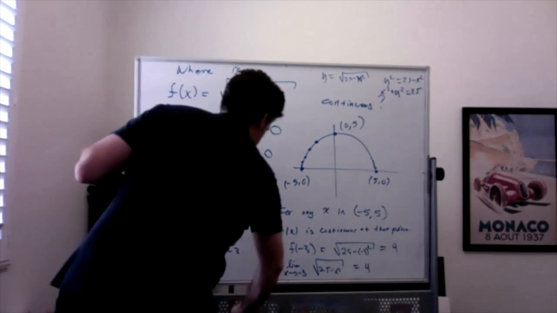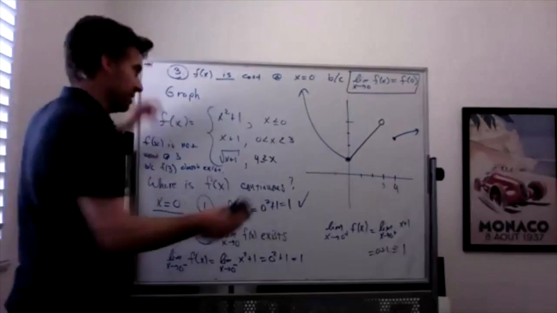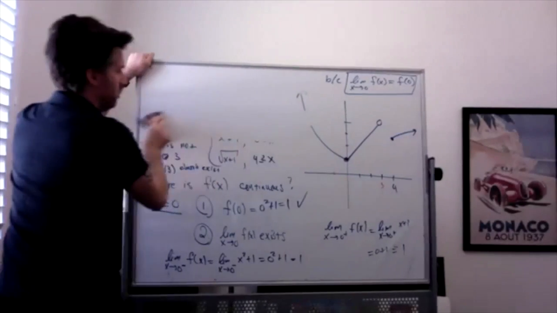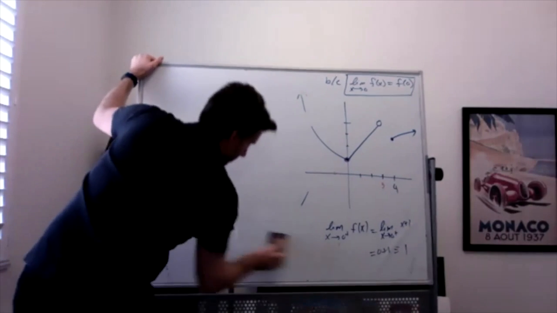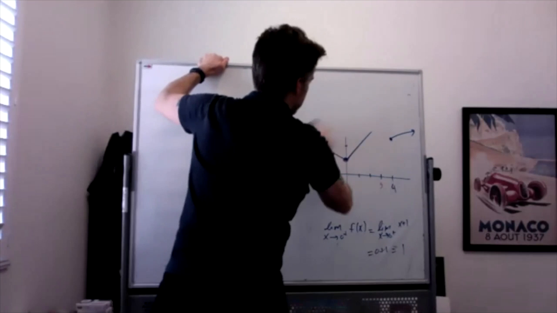All right. I should say any point in the domain that wasn't -5 or 5. So what's the deal with 5 and -5? Well, let's take a look.